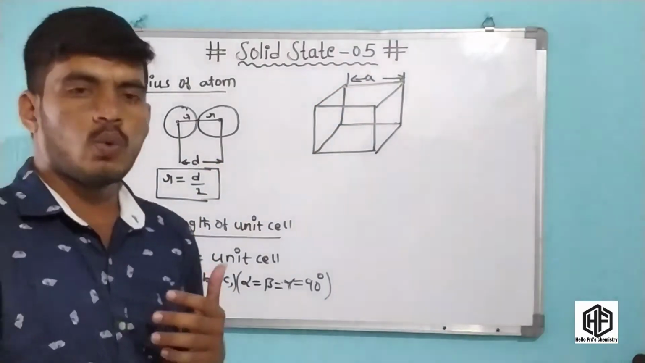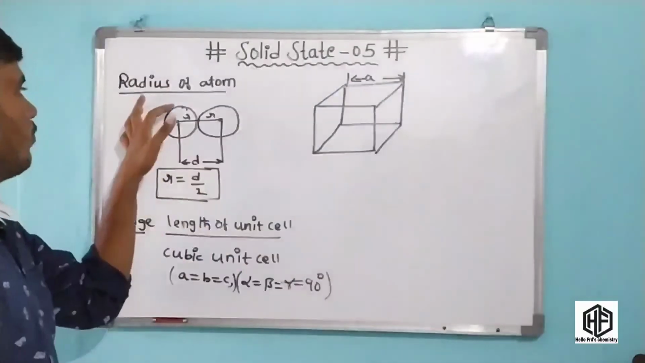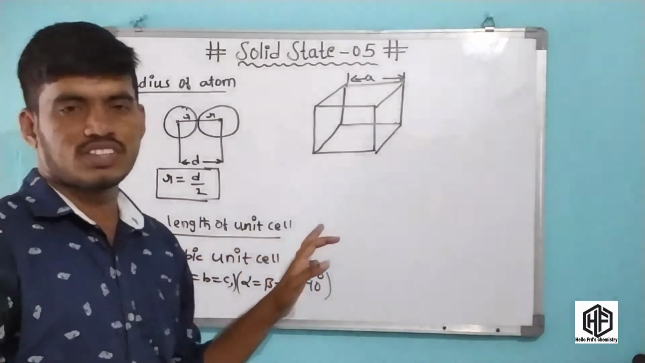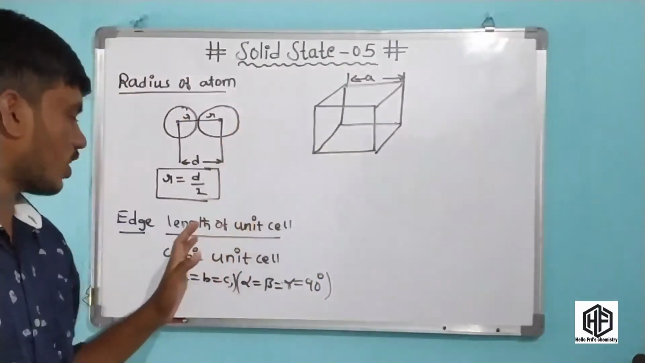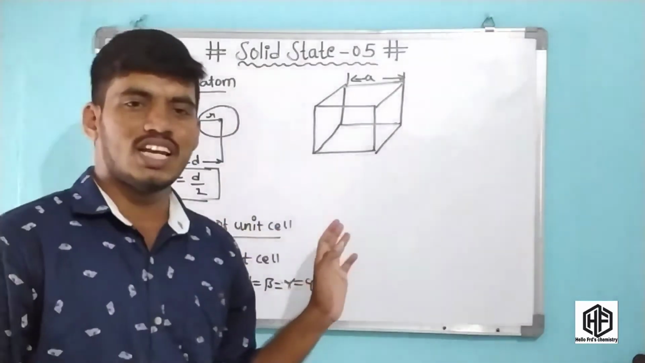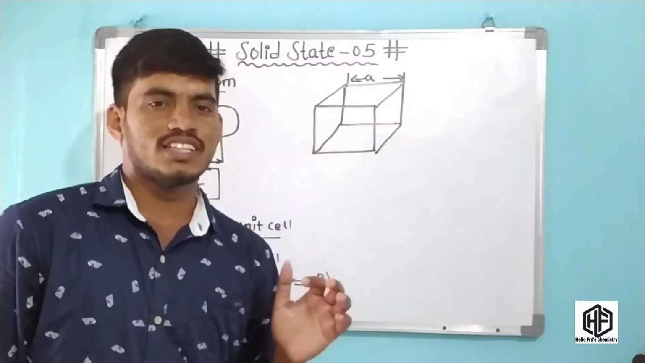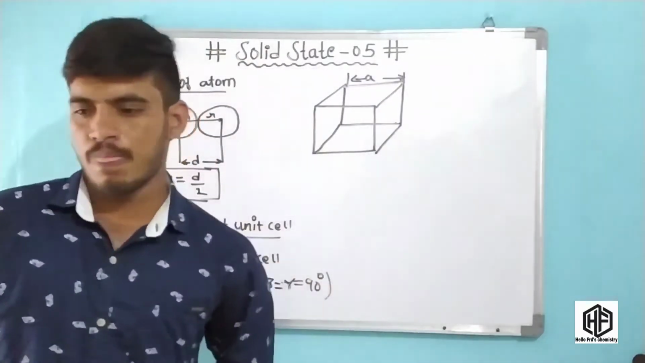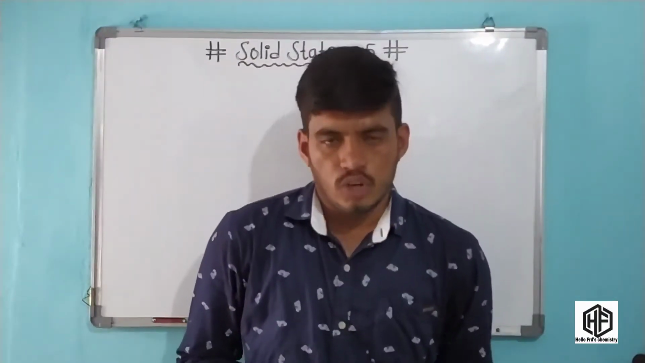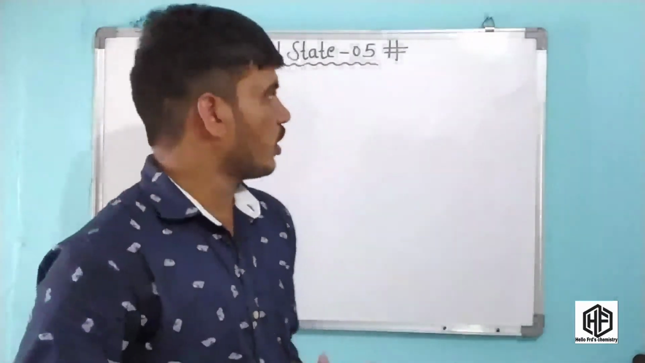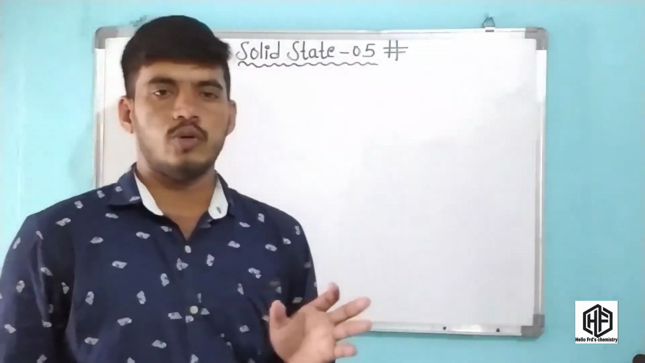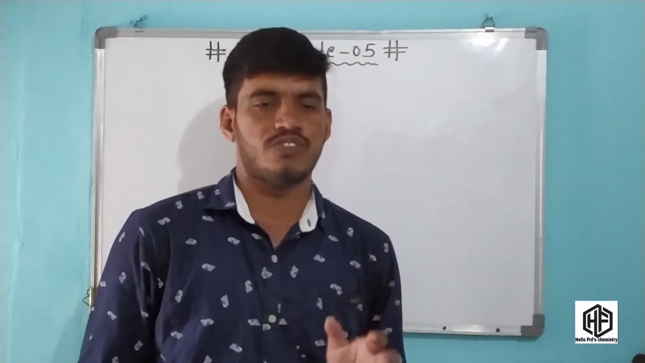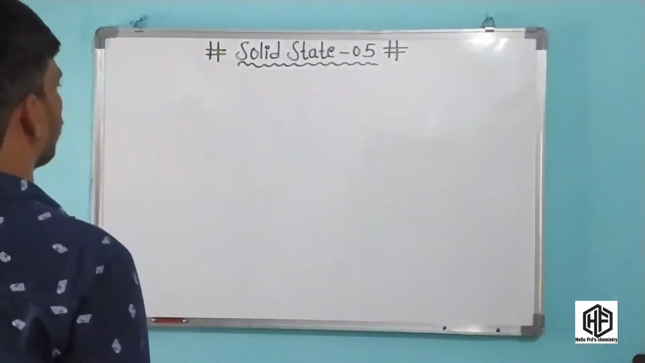Okay friends, now we are going to discuss the relation between the radius of an atom and the edge length of a unit cell in different kinds of crystal systems. This is clear, friends. First of all, I will erase this. Now first of all, we are going to discuss the relation between the radius of the atom and the edge length of the unit cell in the simple cubic unit cell.